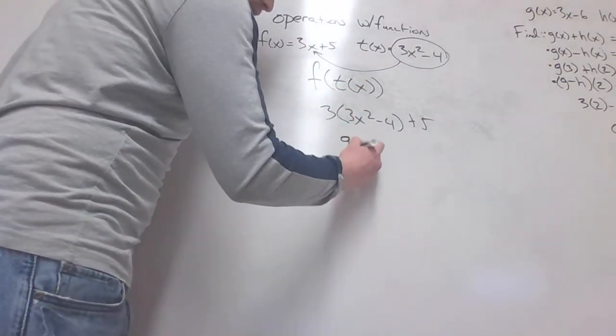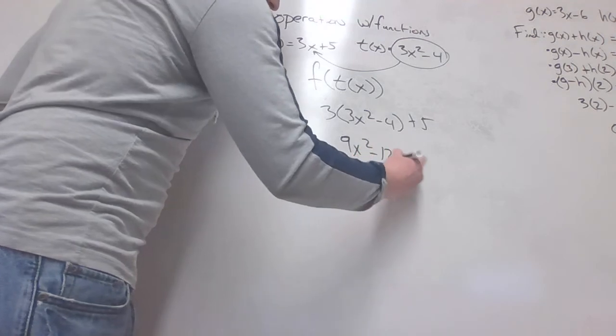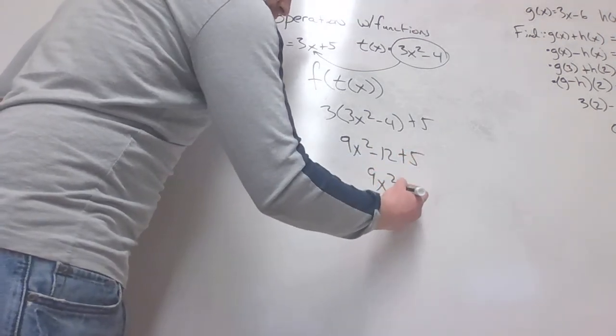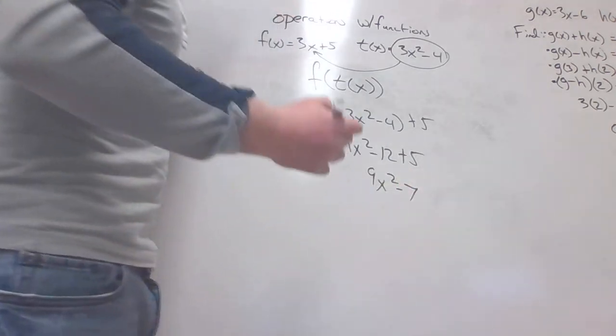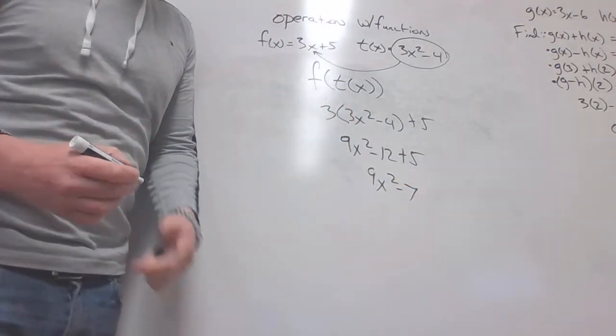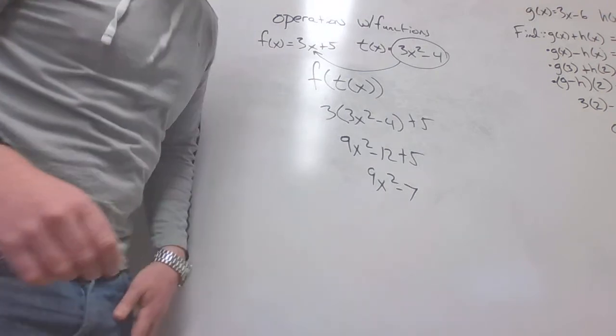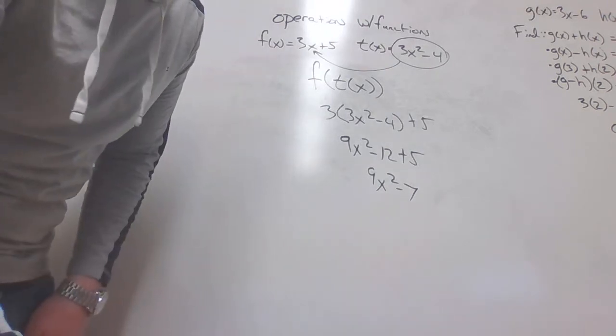This is going to be 9x squared minus 12 plus 5. The final answer is 9x squared minus 7. That's how you do one like that, okay? You'll see some examples of this today, and I'll send another, you'll see this in tomorrow's quiz.